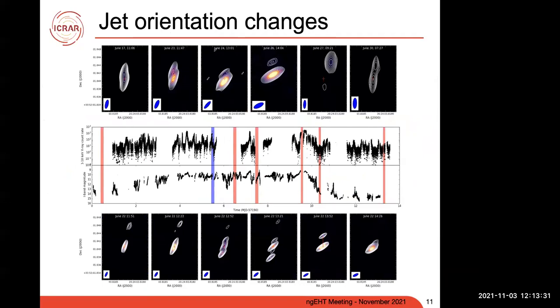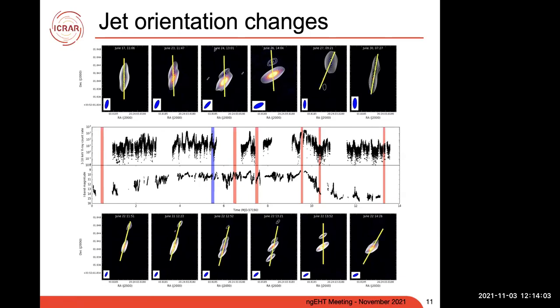So I show a set of examples of the jets that we made from this data set. The top row shows 8 gigahertz images and the bottom row shows 15 gigahertz images. So you can see the jet morphology changing over the course of that few days in the top panel. And on the bottom panel, that's from just the blue observation shown here in the middle, which is just over a 4-hour period. And you can see the jet morphology changing rapidly.